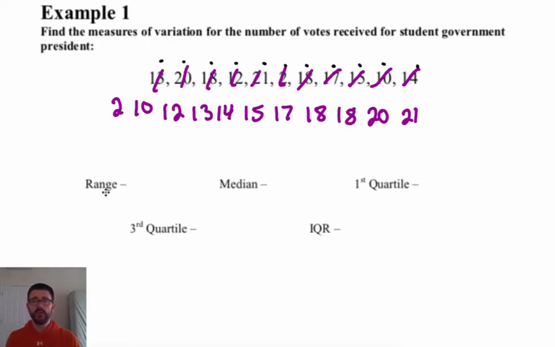The range. The range is just the highest minus the lowest. 21 minus 2 gives me a range of 19.